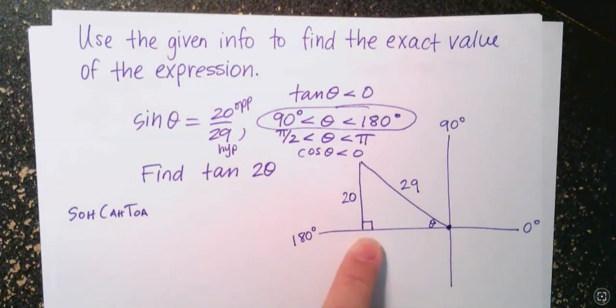The hypotenuse is never going to be negative on these. We don't ever make the hypotenuse negative. Just letting you know. All right, so I'm supposed to find this tangent of 2 theta.